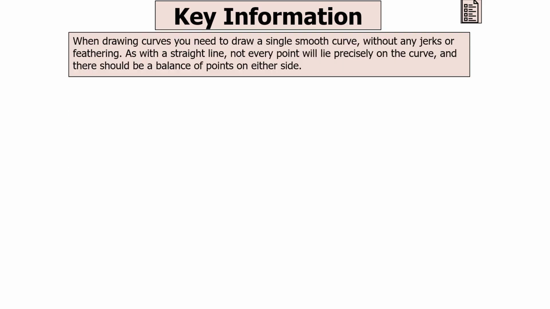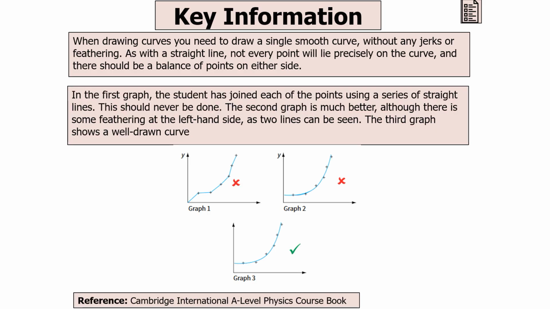Now, when drawing curves, you'll need to draw a single smooth curve without any jerks or any feathering. As with a straight line, not every point will lie precisely on the curve, and there should be a balance of points on either side. As you can see in the following example, in the first graph, the student has joined each of the points used in a series of straight lines. This should never be done in your graph for data analysis.